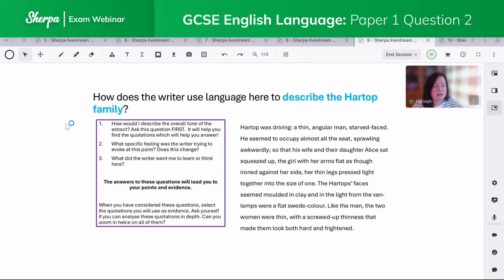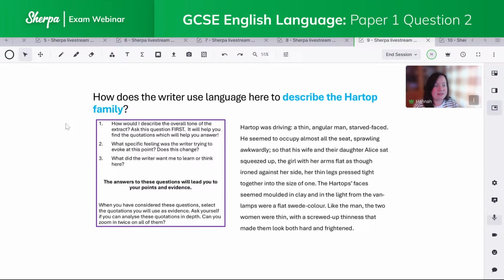The Hartops' faces seemed moulded in clay, and in the light from the van lamps were a flat suede colour. Like the man, the two women were thin, with a screwed up thinness that made them look both hard and frightened. So already I can get the impression. I've got words like thin, angular, starved, awkwardly, squeezed, ironed, pressed, moulded, flat, screwed up.